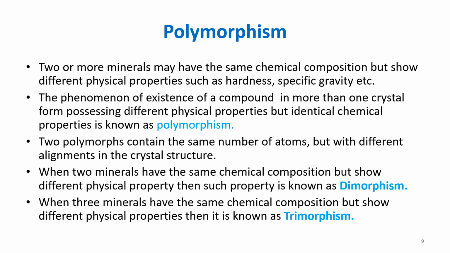And two polymorphs contain the same number of atoms but with a different alignment. So even though they contain the same number of atoms, their alignment will be different. When two minerals have the same chemical composition but show different physical properties, this is known as dimorphism. Similarly, when three minerals have the same chemical composition but show different physical properties, it is known as trimorphism.